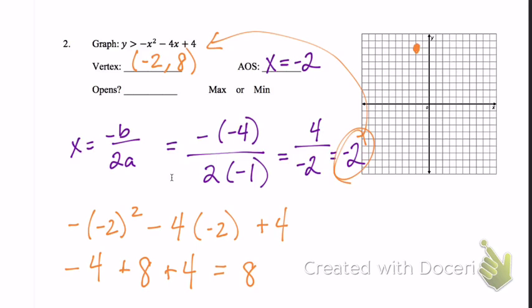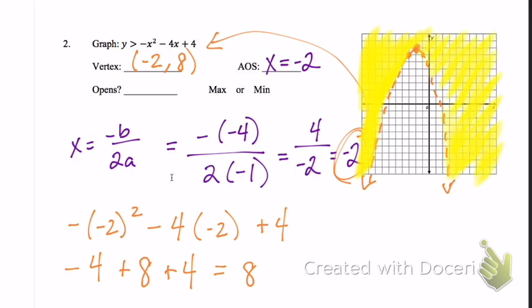Then I have a slope of -1, so I go down 1 over 1 on each side. It is a dashed line. Then it is a greater than, so that means that I shade above. So I'm going to shade on the outside of this one. Opens down, and it has a maximum.